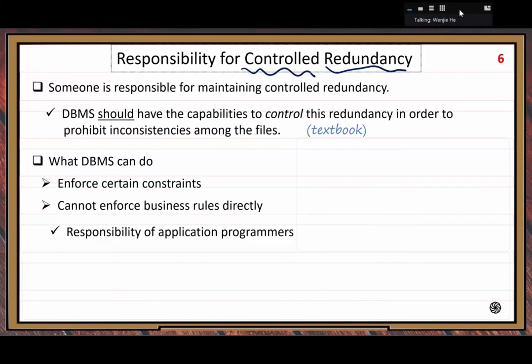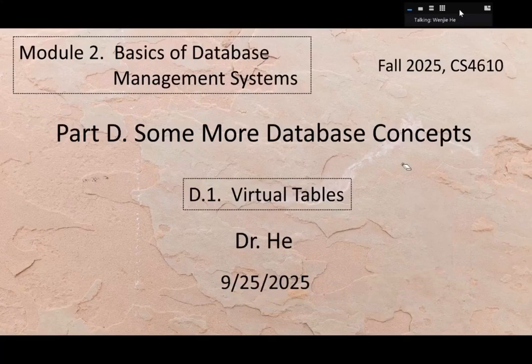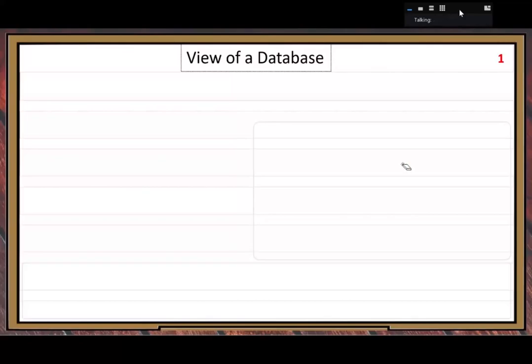All right, so we finished part B, but with one case study left. Next week I'll find some time to talk about the Google search engine, the main idea. Let me jump to part D. D.1, virtual tables, this concept, another useful concept.